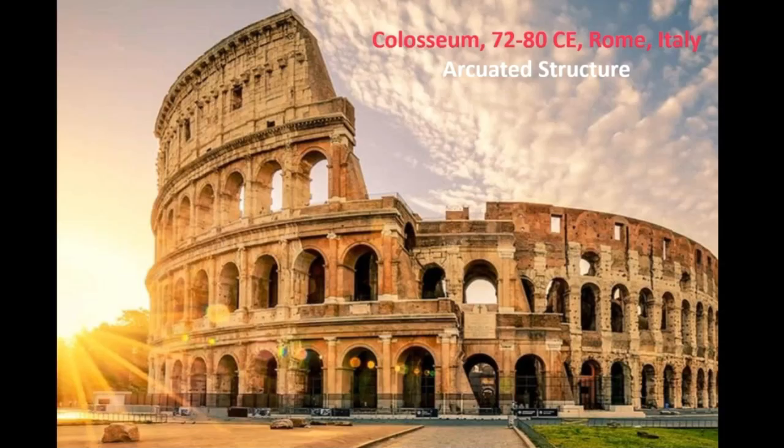The Colosseum is not a trabeated structure anymore, but an arcuated one. And here you can see that the arch structure allowed the Romans to build much higher, more monumental public structures, such as the Flavian Amphitheatre, the Colosseum.